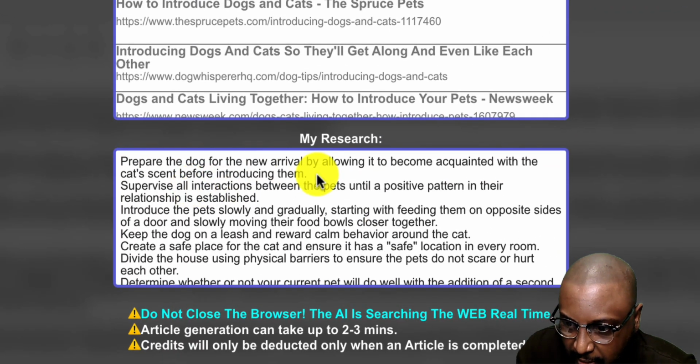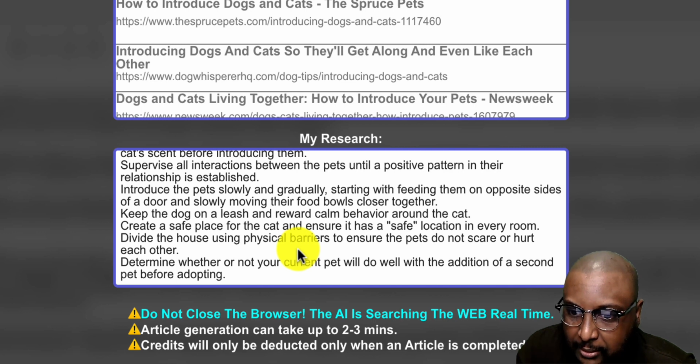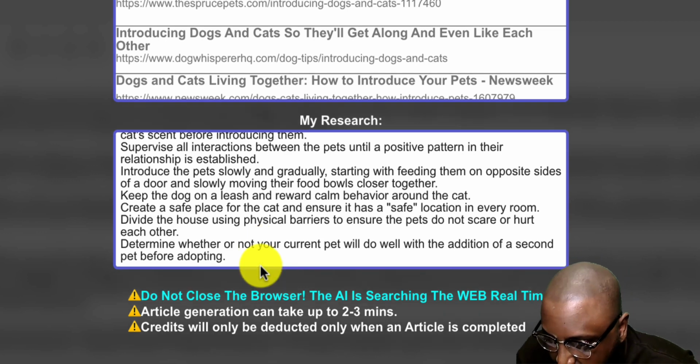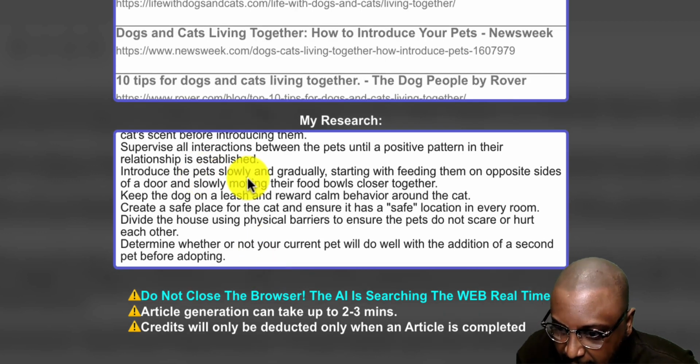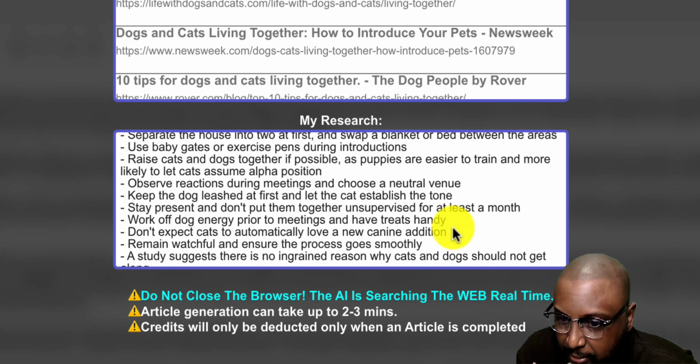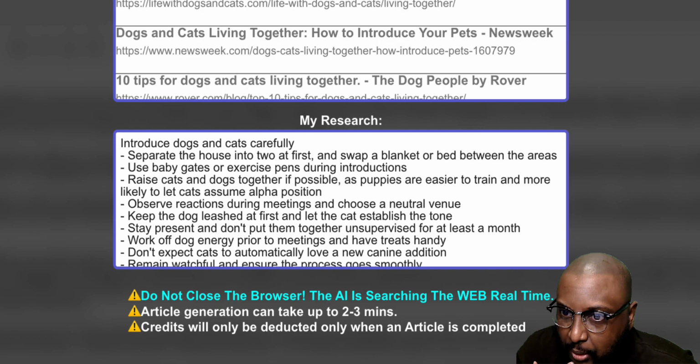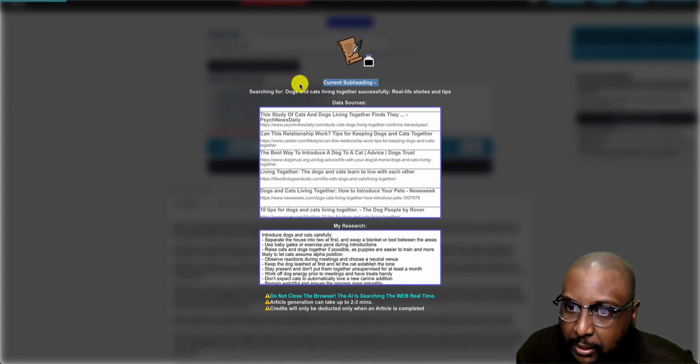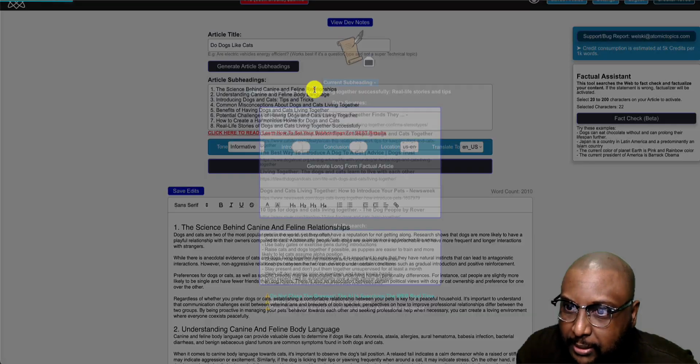Preparing the dog for a new arrival by allowing it to become acquainted with a cat's scent. Supervise all interactions between pets until a positive pattern of relationship is established. Introduce the pets and gradually start feeding them on opposite sides of doors, slowly moving their food bowls closer together. Interesting. Okay, it's now on subheading number 8. I think maybe that's the last one.